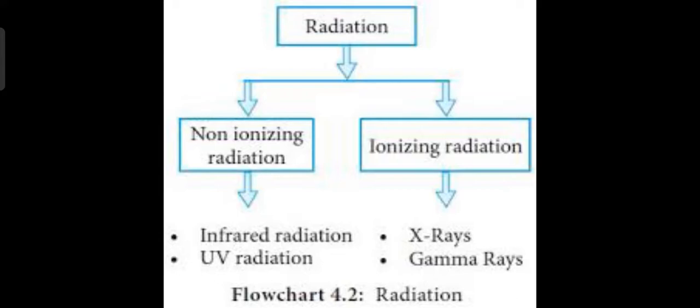Next method is the radiation method of sterilization. Two types of radiation are used, ionizing and non-ionizing. Non-ionizing rays are low energy rays with poor penetrative power, while ionizing rays are high energy rays with good penetrative power. Since radiation doesn't generate heat, it is also termed cold sterilization.